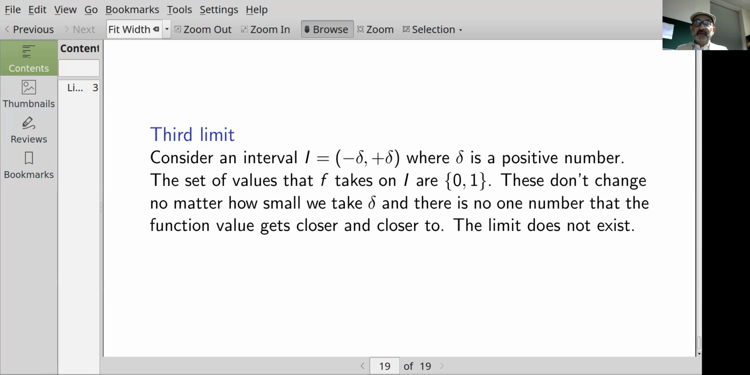Okay, so we have discussed the definition of limit, and we've taken a few examples of limits, and next we will consider a few ways of how you go about calculating limits.